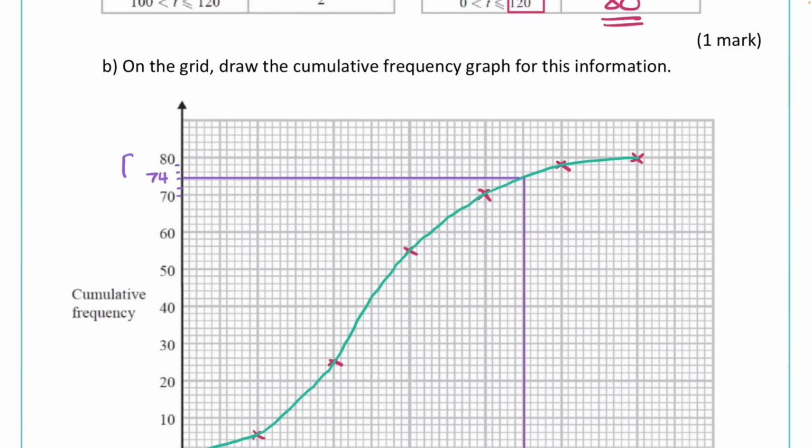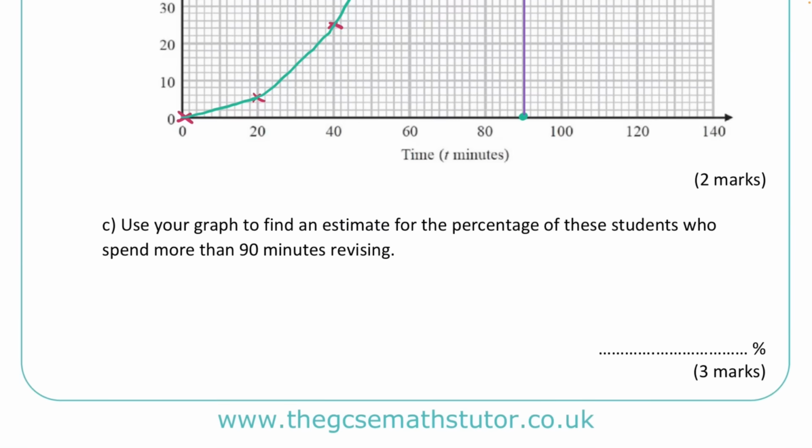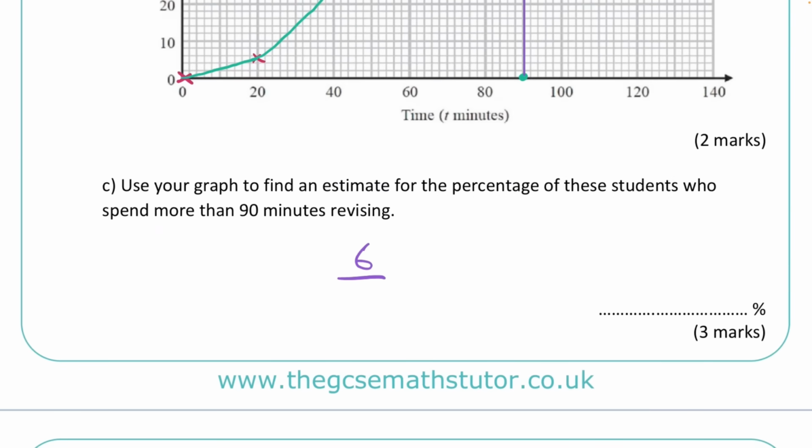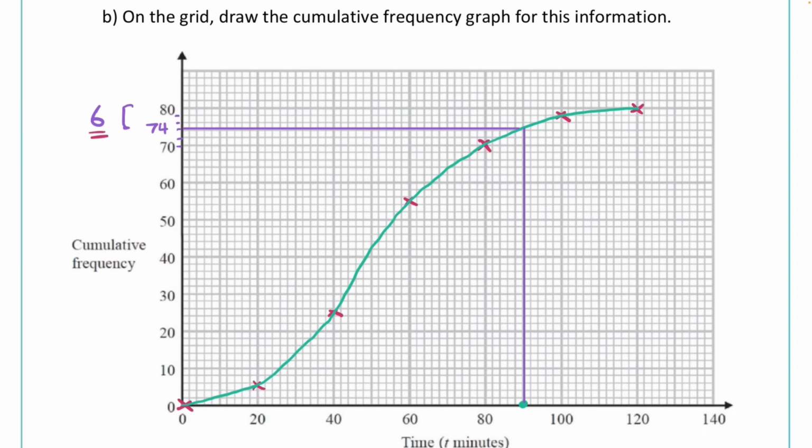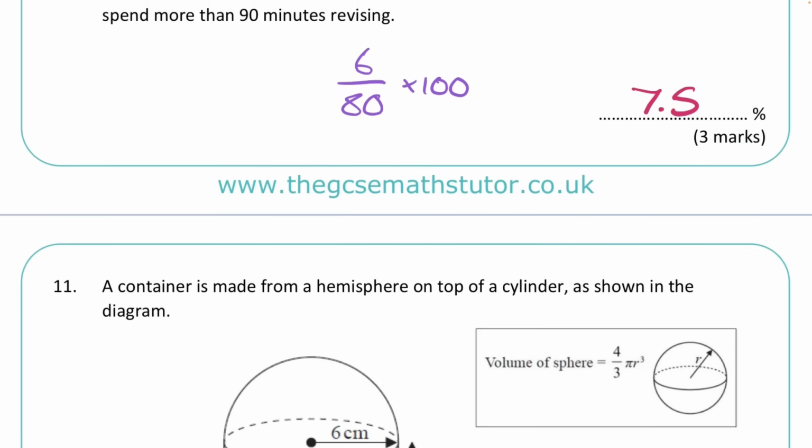Now the language here says, how many students spent more than 90 minutes revising? Well, from 74 to 80, that's an extra 6. So as a percentage, well, 6 out of 80, which is a fraction, spent that extra or more than 90 minutes revising. We want it as a percentage. So if I type this in on my calculator, 6 out of 80, I'm going to times that by 100. And on my calculator, for that exact value that I've got there, it comes out as 7.5%. So there we go, writing it as a fraction, timesing it by 100, and just remembering it was just the extra bit there as we were looking over 90. Okay, so there we go, that was a cumulative frequency graph.